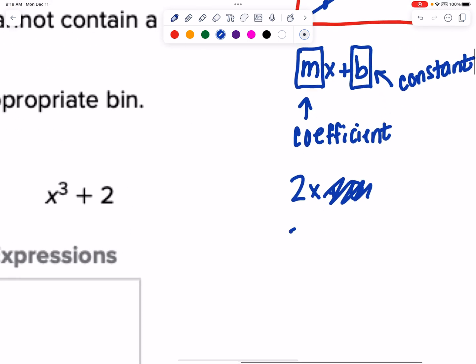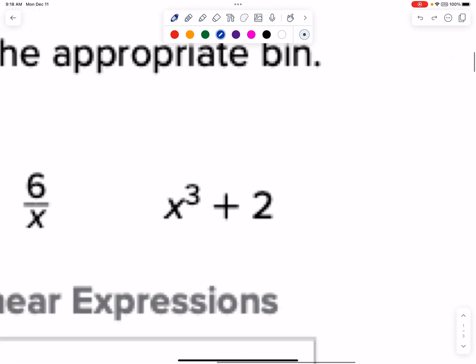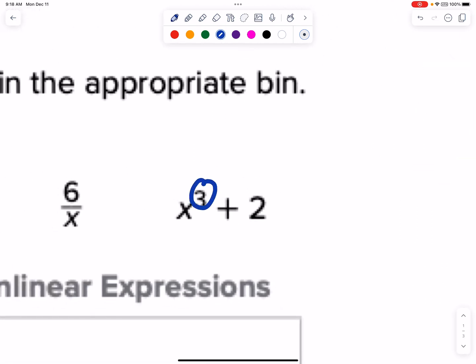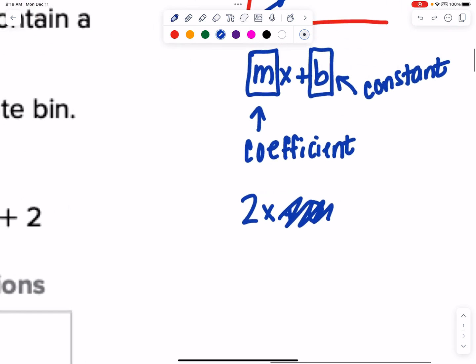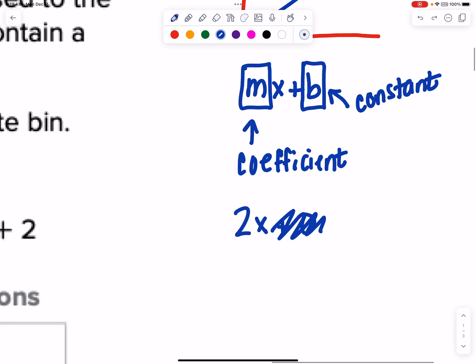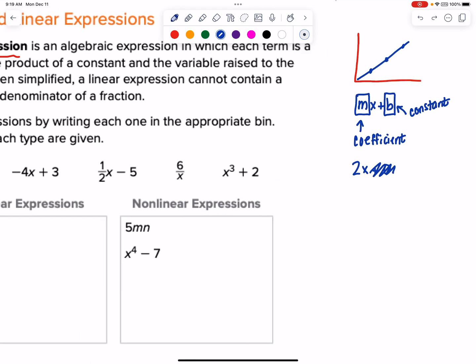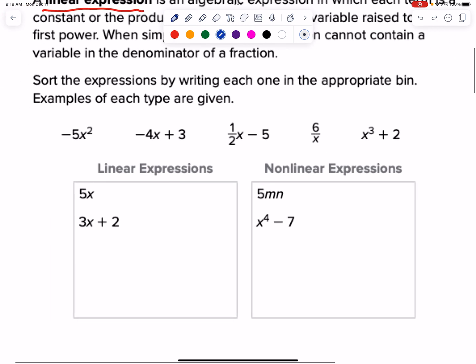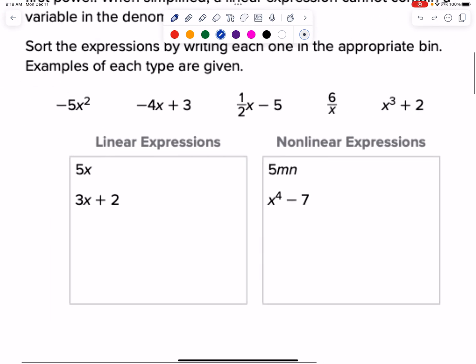because really, x to the first is the same thing as just x, so that's okay. But we can't have x to the third. We can't have a division problem. It has to fit this, where you see a number times x plus a number. So that's what I want you to be aware of. So let's go ahead and sort some linear expressions.